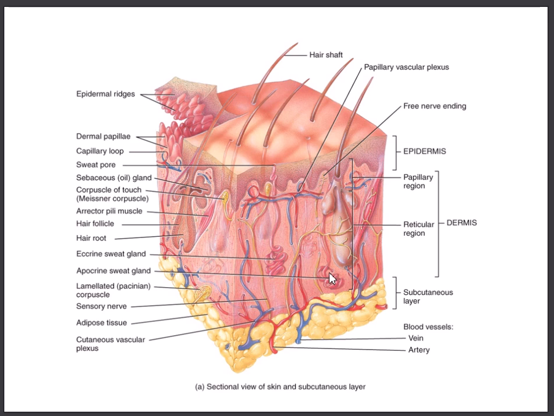And again, here would be one from the Tortora book. Here's an apocrine sweat gland. How do I know it's an apocrine gland? If I follow the duct up, it goes right into the hair shaft over here.